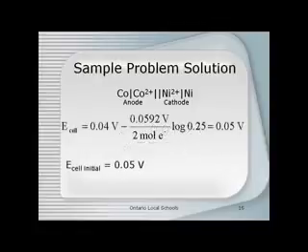And here is our working equation where we're going to put in our actual values from our data table. E of the cell is equal to 0.04 volts minus 0.0592 volts divided by 2 moles of electrons times the log of 0.25. When we do that, we get a final value of 0.05 volts. So the E of the cell initial under the conditions of a 0.20 mole per liter cobalt 2 plus solution and a 0.80 moles per liter nickel 2 plus solution is 0.05 volts.